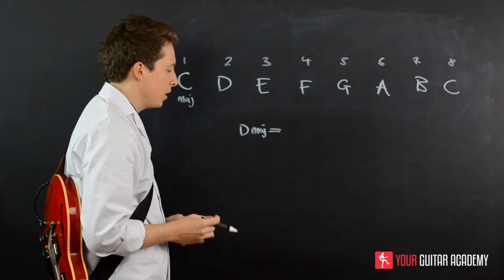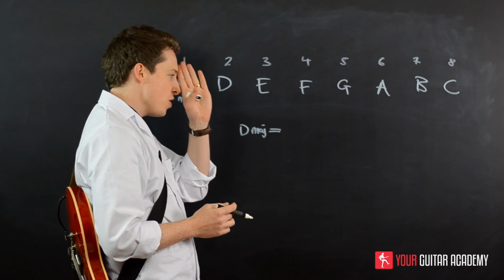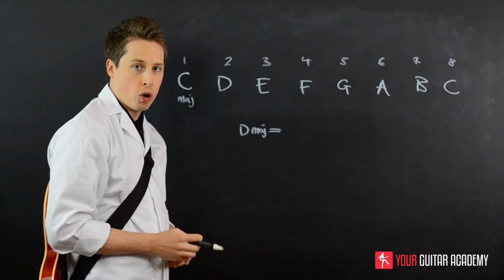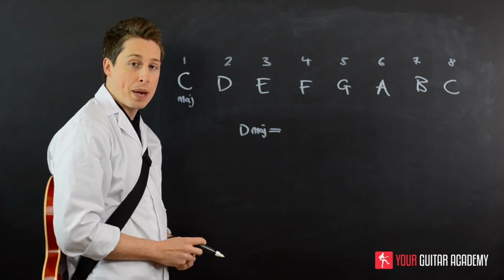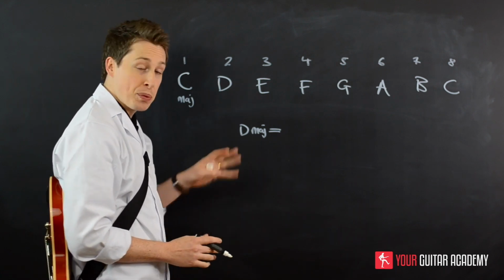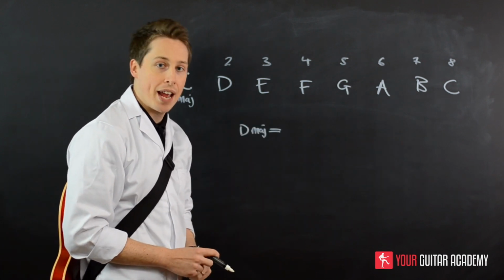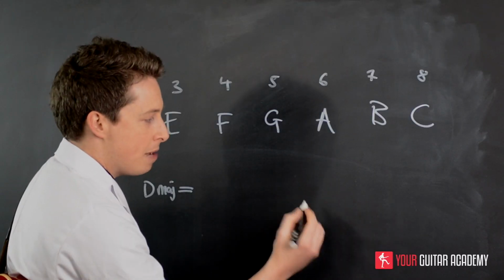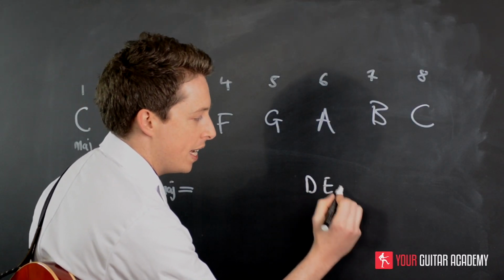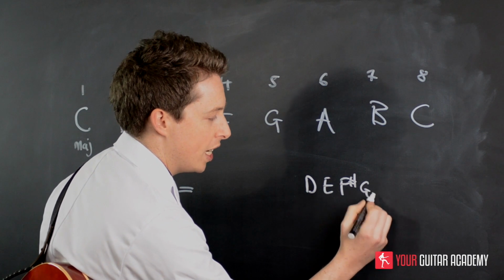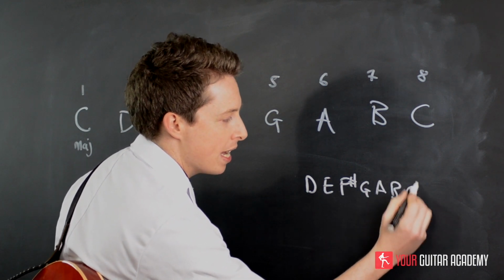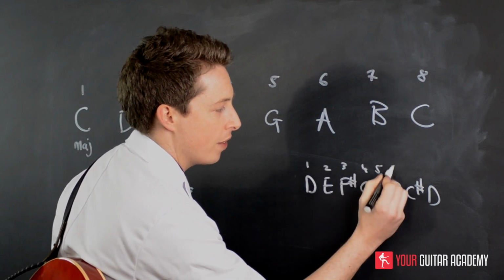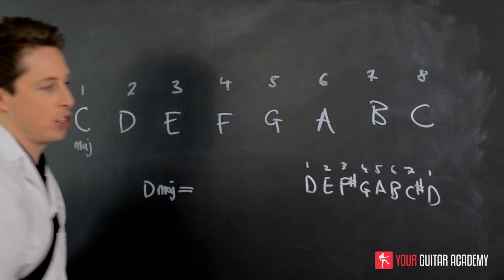So the first, third and fifth of D major. You now need to know, in your head, what the D major scale is. If you're unsure, I would do it really quickly on a piece of paper. For the purpose of this lesson, I'm just going to draw a small version of it in the corner here, so we've got it in our heads. A D major scale is D, E, F sharp, G, A, B, C sharp and D. 1, 2, 3, 4, 5, 6, 7 and 1 again. That's a D major scale.